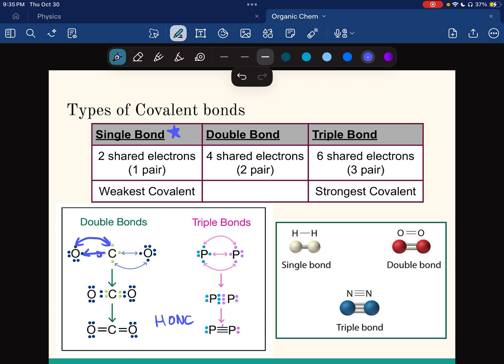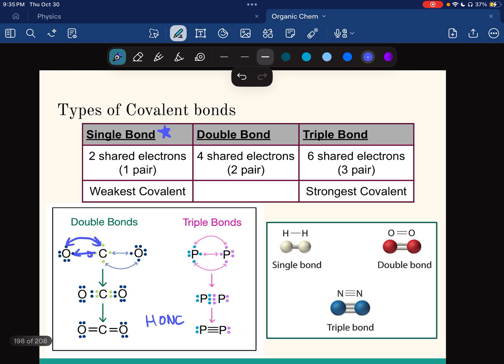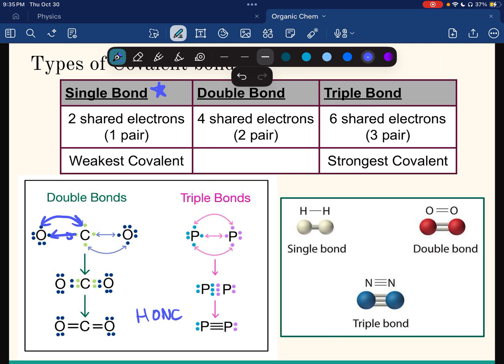So we'd have 2, 2, 2 for this atom, and remember we count the bonds as if they're each one of their own. So for this one, we would count all of these bonds as 2 electrons. So it'd be 2, 4, 6, 8, 2, 4, 6, 8. So it makes everybody happy. It's all about just keeping the molecules stable. And that's just what they look like.